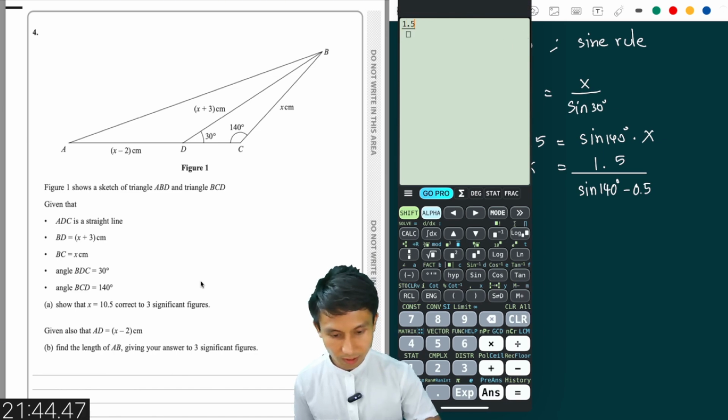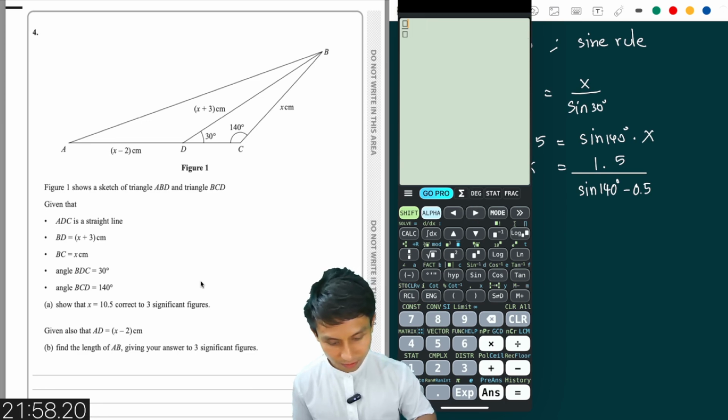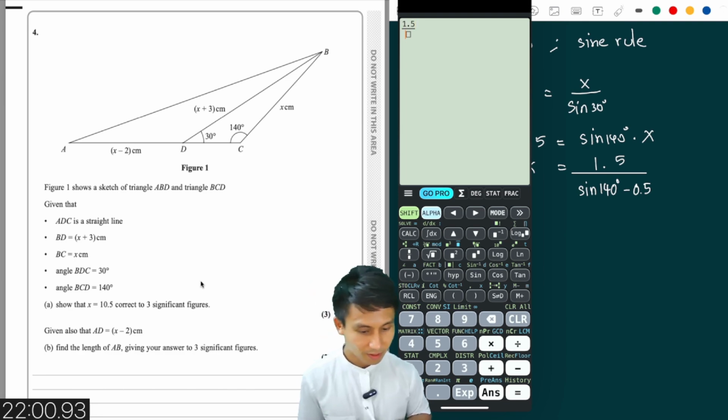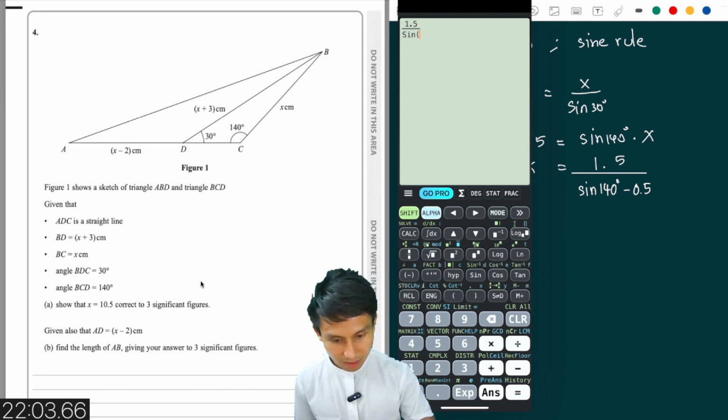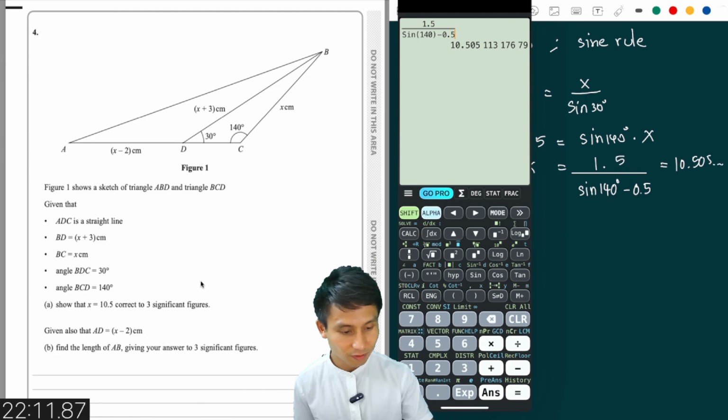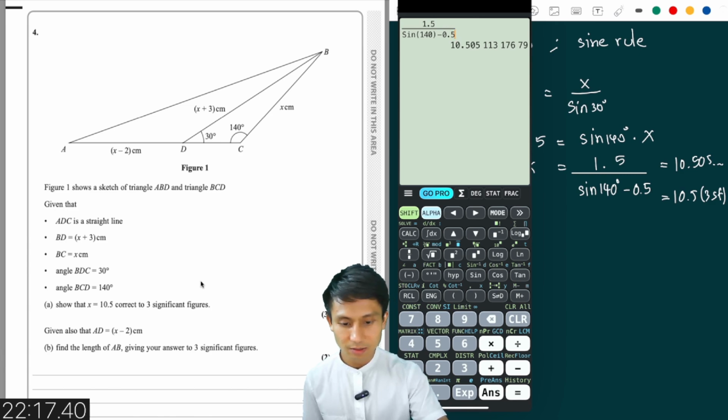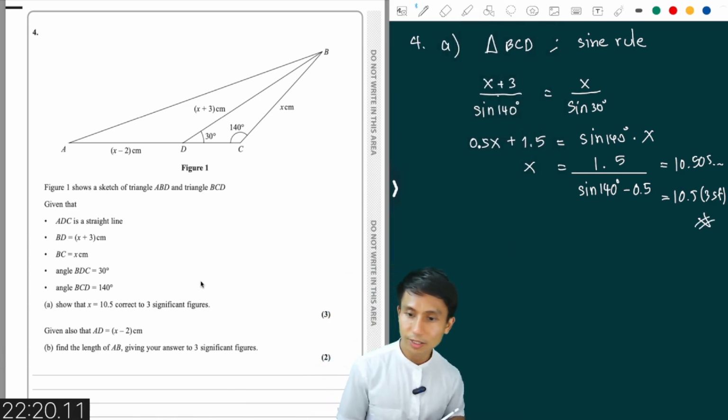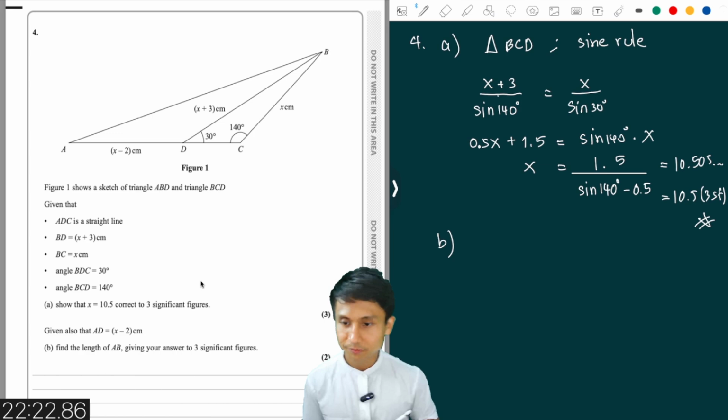Okay, so 1.5 divided by sine 140 minus 0.5. We need to make sure that it's in degrees here. Wait, let's see, sine 30. Wait, yeah, that's degrees. Okay, yeah, never be careless about units, guys. Okay, so sine 140 minus 0.5. Okay, so that's about 10.505 dot dot dot, equals 10.5 to 3 significant figures. Yeah, as required. Okay. And then part B.